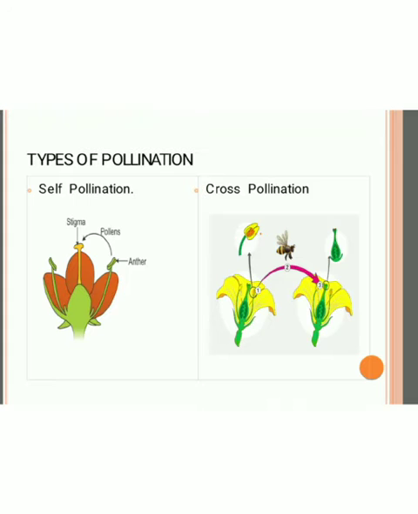Next is types of pollination. Basically, we have two types of pollination. First is self-pollination and second is cross-pollination. In self-pollination, transfer of pollen grains to a stigma of the same flower, as in pea family. And next is cross-pollination. In this, the transfer of pollen grains from the flowers to a stigma of another flower, like in palm and maize.